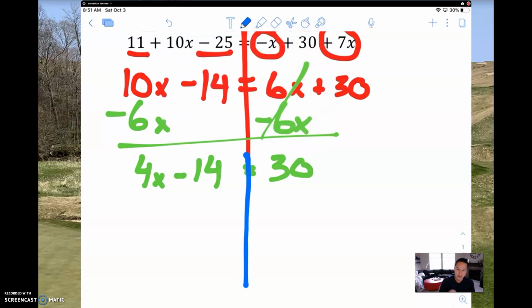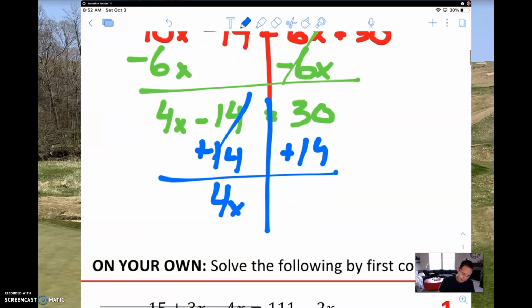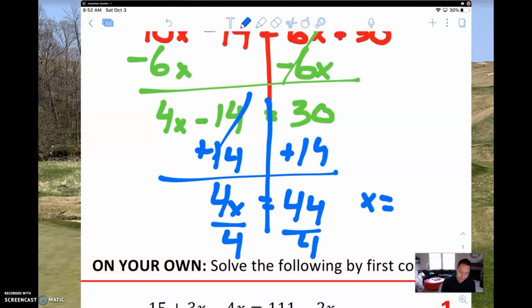And now we have just a two-step equation. I want to try and get this x by itself, but in the way of that is the minus 14. So let's get rid of the minus 14, and we're going to do plus 14 to both sides. And then we're left with 4x equals 44. And now we're just one step away. To get rid of that 4, we have to divide by 4 on both sides, and we end up with x is equal to 11.